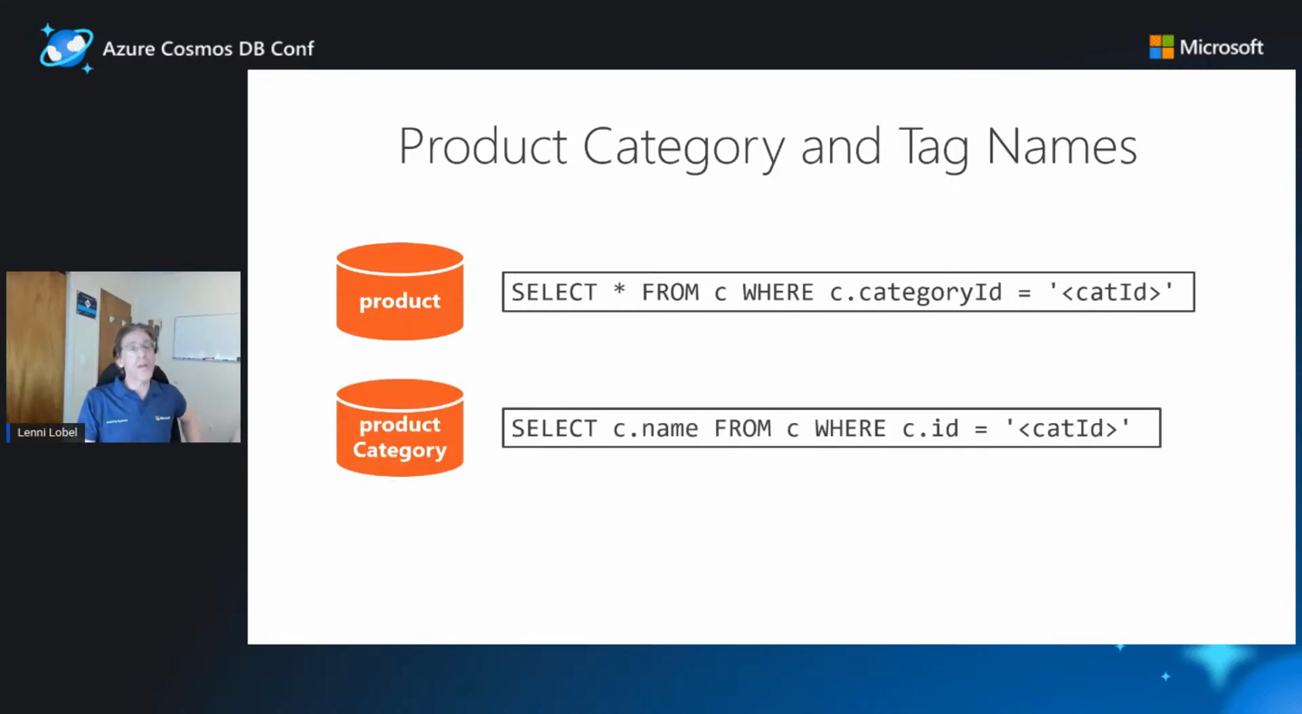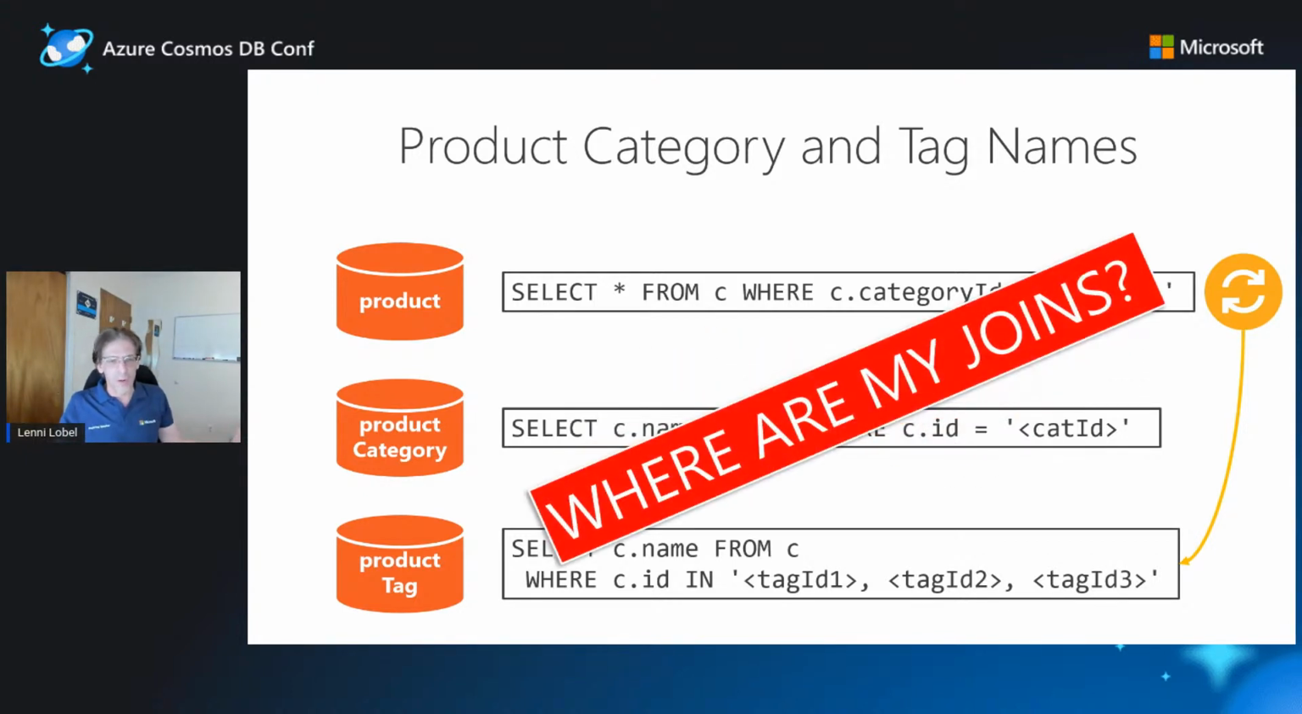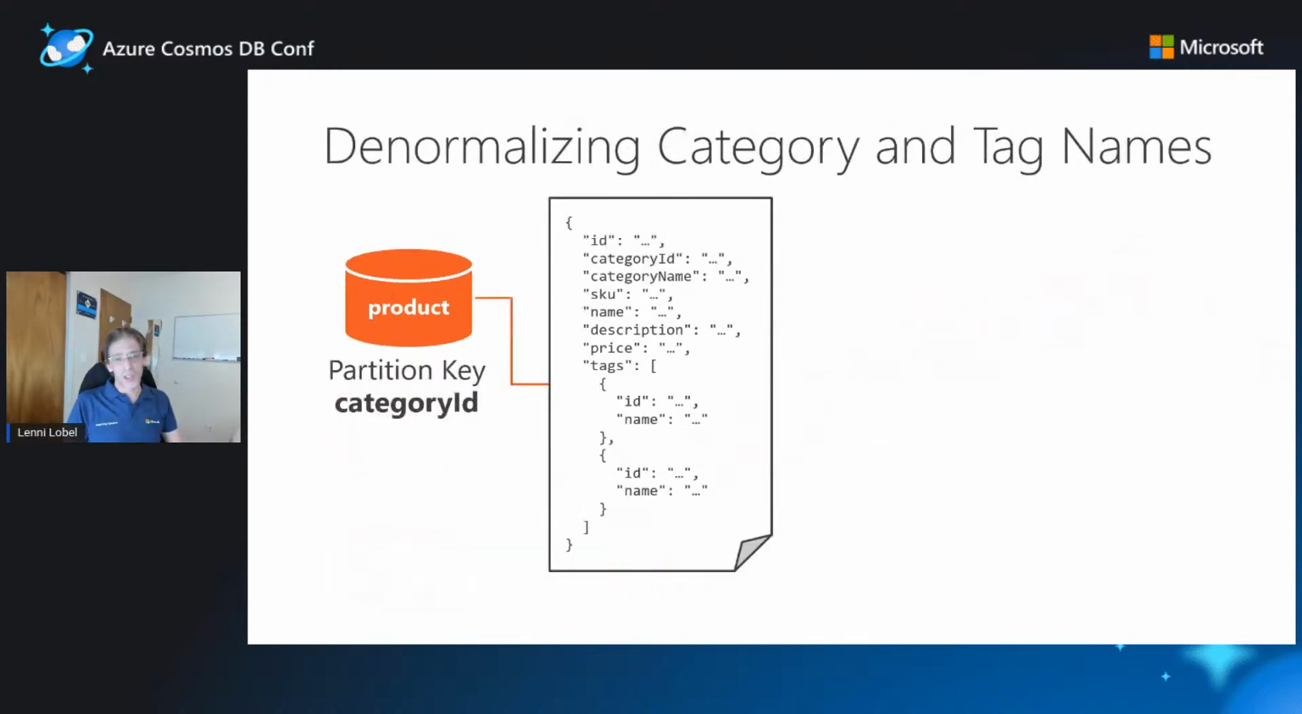So it would be a second query now on the category container by the category ID to get the display name for the category, and then it gets worse because for each product returned by that first query, you would need to run this third query on the tag document to get the display names for the tags. And this is where you pound your fists on the table and say, well, where are my joins? Of course, in the relational world, this is a no-brainer. You just join these things together on the IDs and you get the display names, but we're in Cosmos DB world. There are no joins. We need a new way, a different way of handling this. And that is going to be done with denormalization.